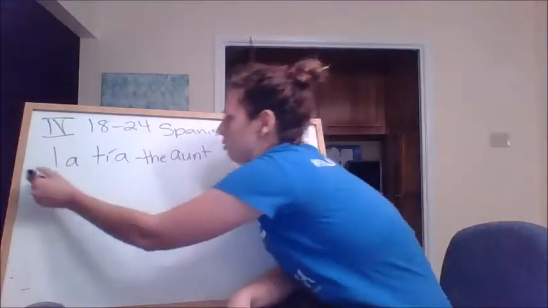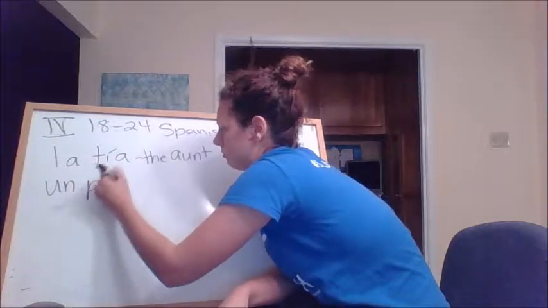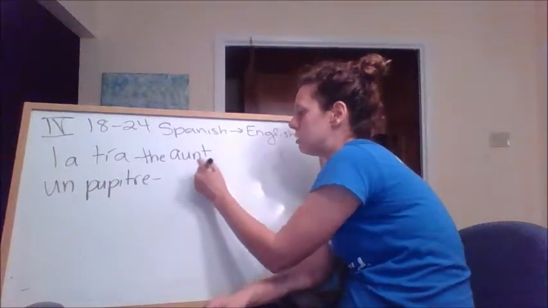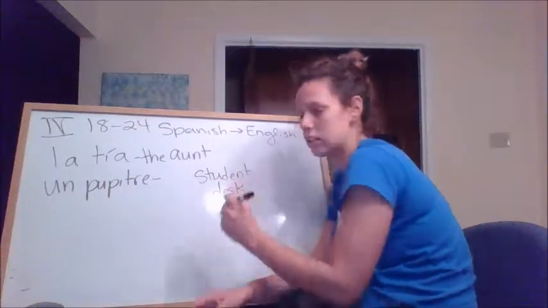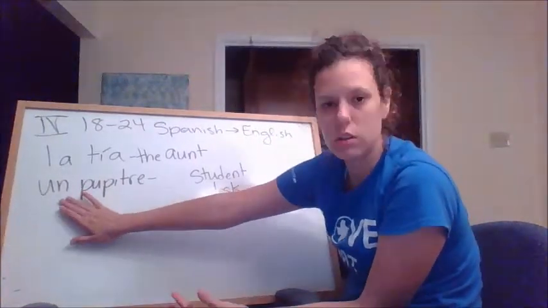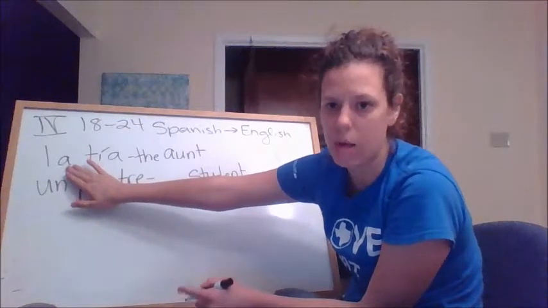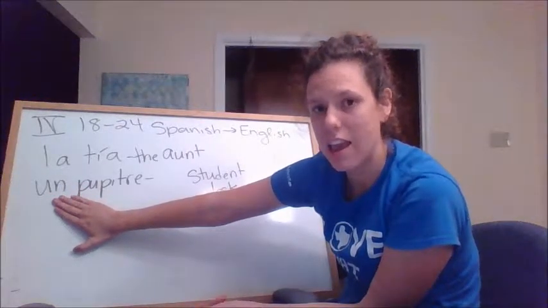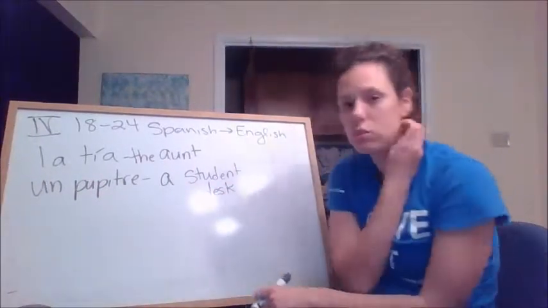If I said un pupitre, pupitre is a student desk. If you just said desk, I would be okay with that, but technically a pupitre is a student desk. And then we have un. What do we do with this? It doesn't mean the, because only the definite articles el and la mean the. Un and una are the indefinite articles, and they mean a or an. So in this case, un is going to mean a student desk.